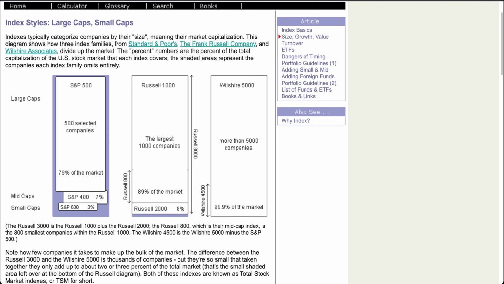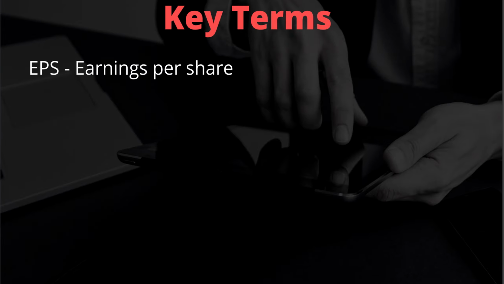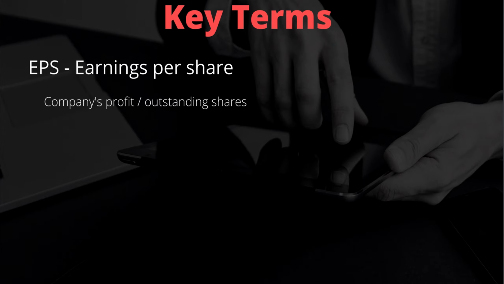Before going into a deeper understanding of growth and value stock types, we need to understand a few key terms. One, earnings per share, in short called EPS, which is how much money a company makes for each share of its stock. It is defined as a company's profit divided by the outstanding shares. This indicates how profitable a company is.